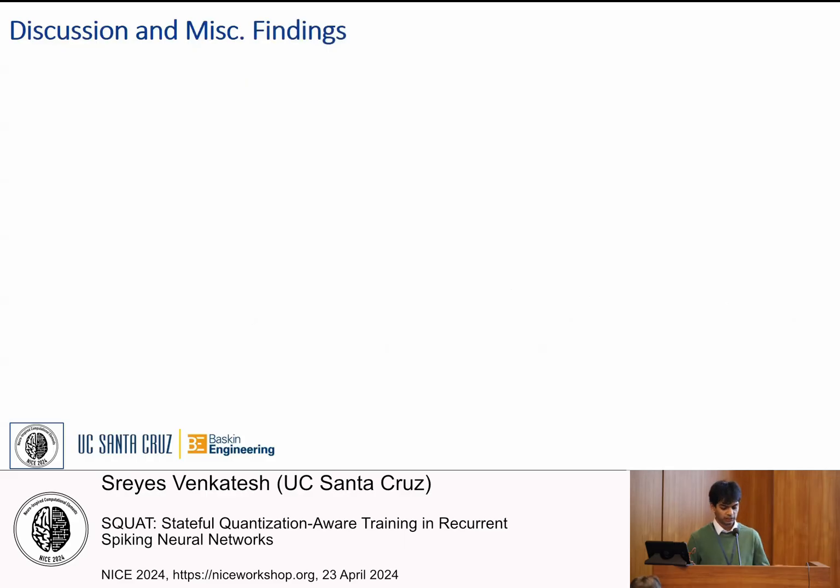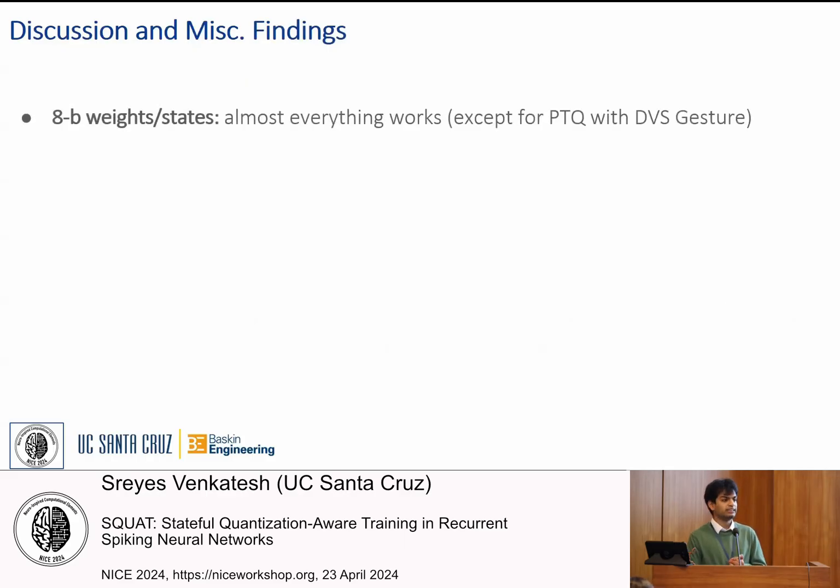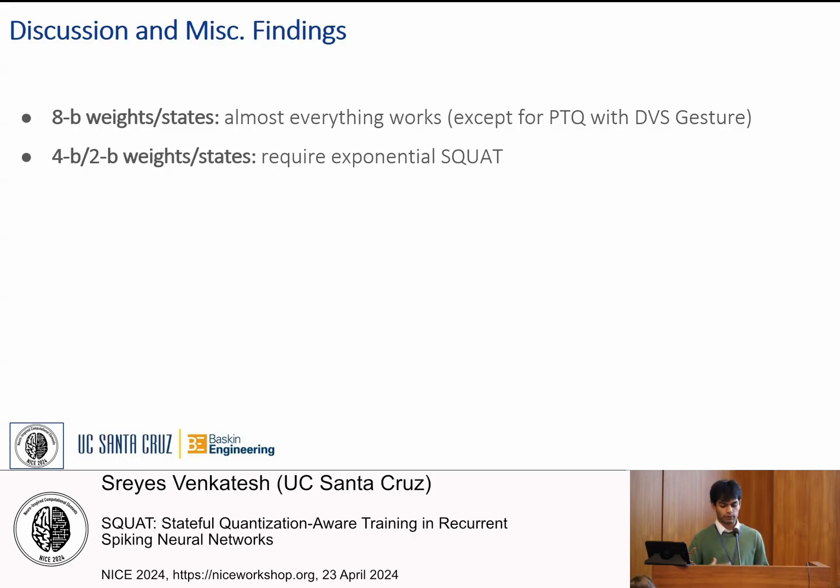And then kind of summarizing all these findings. Overall, we see that the 8-bit quantization performs very robustly, no matter the schema, except for post-training quantization with DVS Gesture, which does not like any form. When we go down to your 4-bit and your 2-bit weights, that's where we would recommend the quantization schema matters. And that's also where we maybe recommend putting in SQUAT.